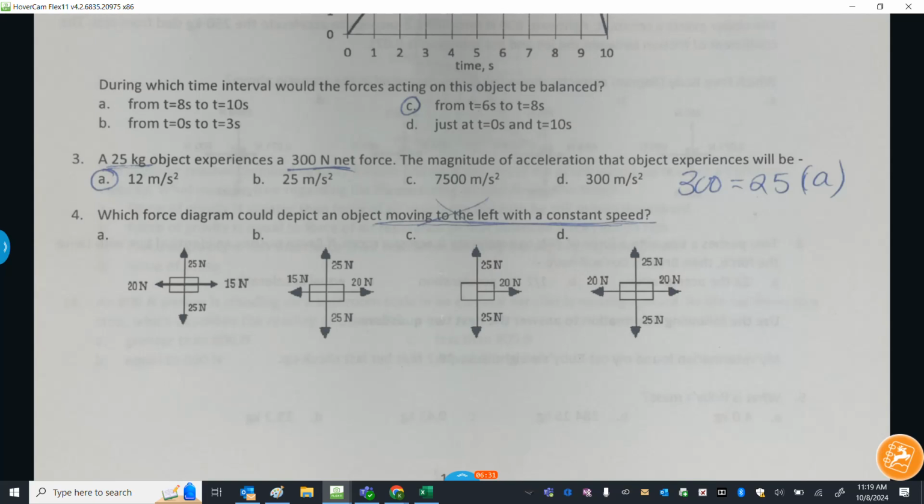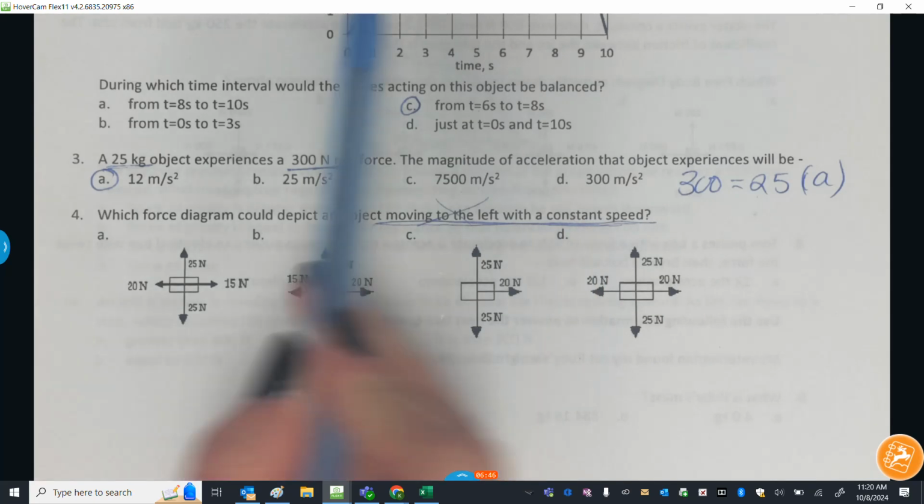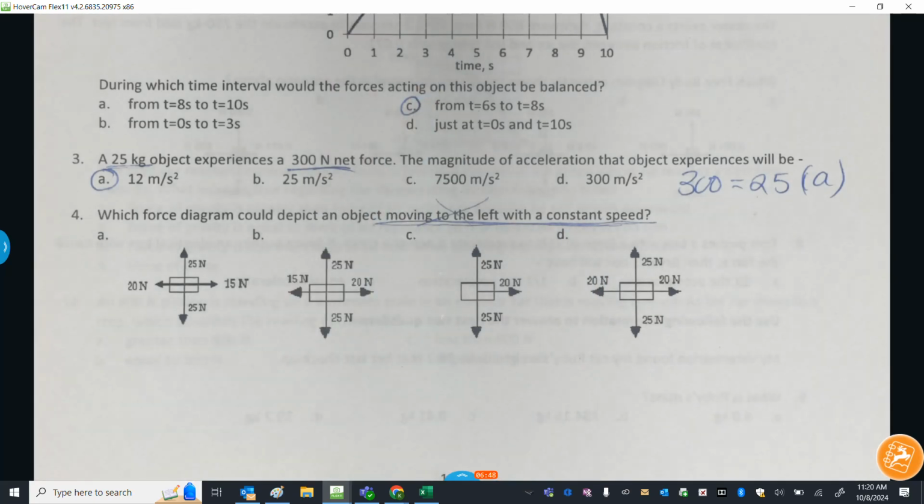I can tell that. When I look at these, I can see which one or which ones would accelerate left. That doesn't mean moving left. Okay, please do not confuse the two. So this is not helpful. However, this is. Constant speed means, and we've seen it a couple times already, constant speed means I have to have balanced forces, and that is something I can look for.